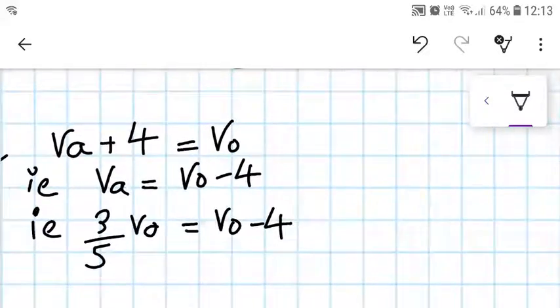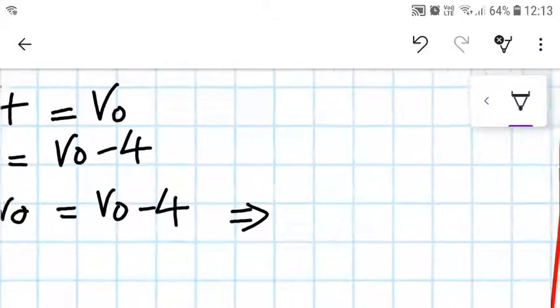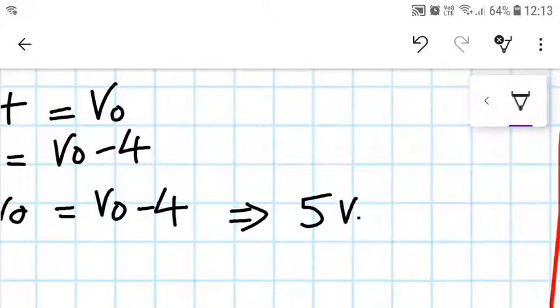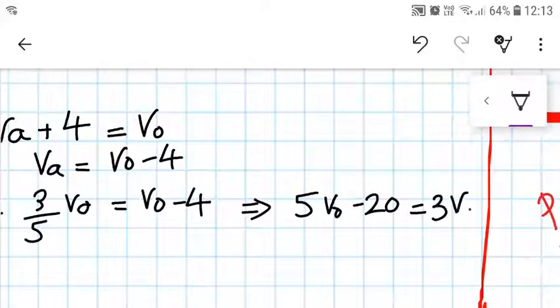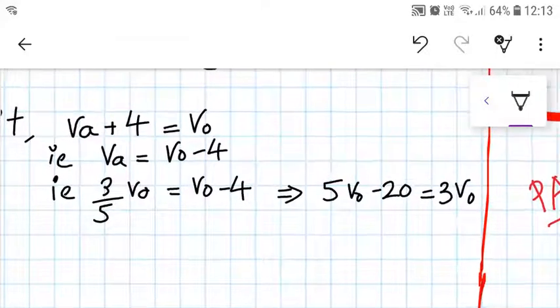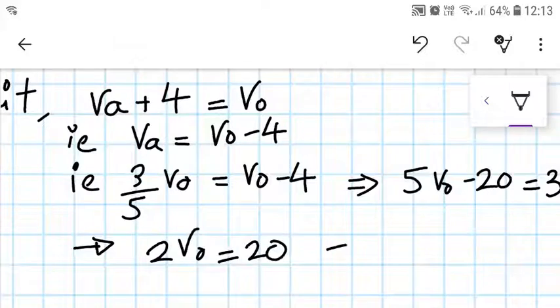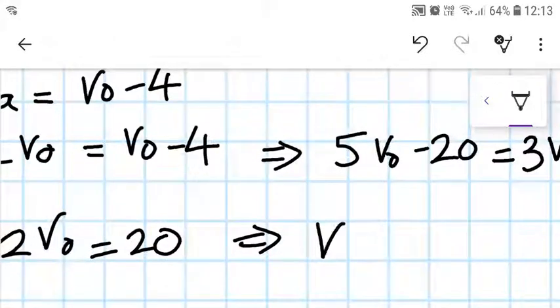And we can just solve this numerically. In the next step we will get 5 times VO minus 20 is equal to 3 times VO. It's very easy to determine this. Now we can collect the terms together. Finally we have 2 times VO is equal to 20. So finally we can write VO is equal to 10 volts. So we have got one parameter.